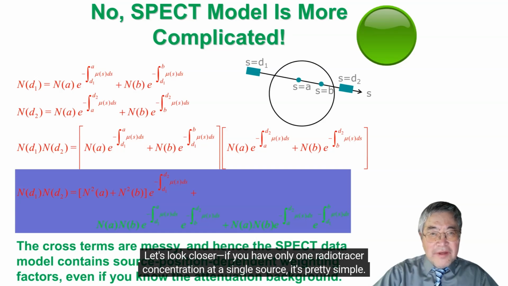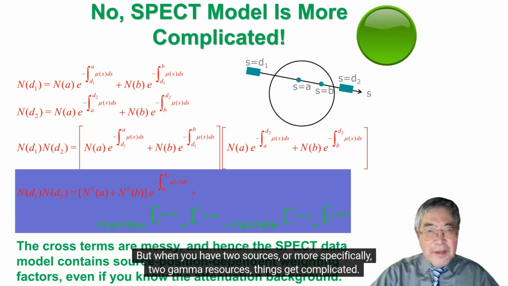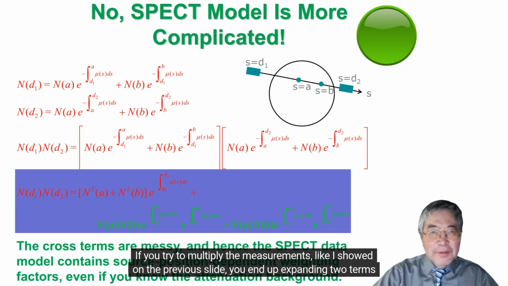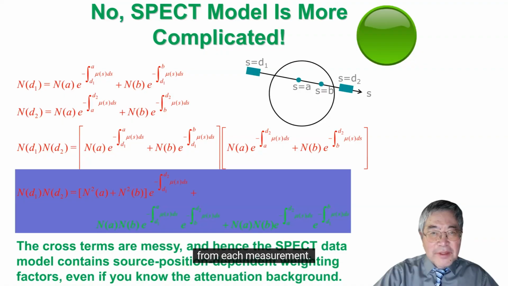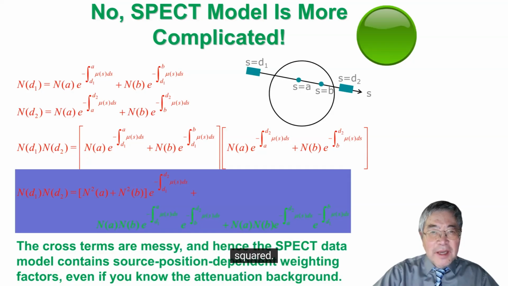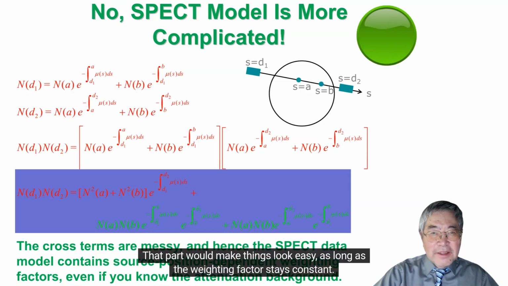Let's look closer. If you have only one radio tracer concentration at a single source, it's pretty simple. But when you have two sources, or more specifically two gamma sources, things get complicated. If you try to multiply the measurements like I showed on the previous slide, you end up expanding two terms from each measurement. That gives you 4 terms in total. The first 2 terms are nice. They give you a constant weighting factor and the line integral of the concentration squared. That part would make things look easy as long as the weighting factor stays constant.